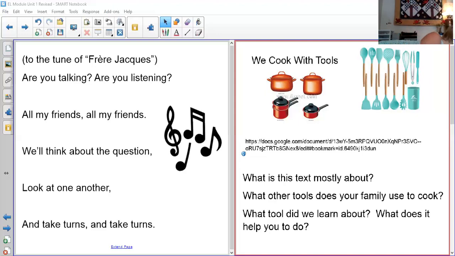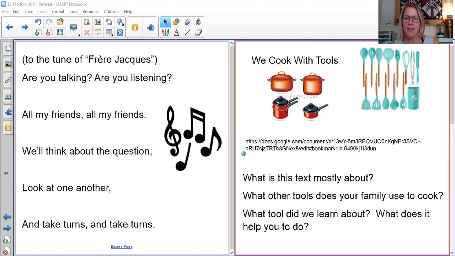The spatula, I like to call it a flipper too, but the proper name is a spatula. A spatula can be used to flip food over when it's cooking. So we flip our food over with a spatula. So whether it's a pancake or a burger, we're going to flip it over with a spatula.